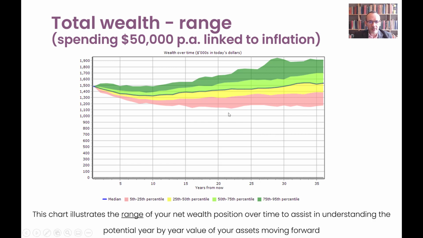It's quite clear that the bulk of their money is in their home, and the model assumes they never sell their home. So even in these low scenarios, at the bottom of the pink area, they've still got their home. So this can give people a lot of confidence that they can set up a budget for retirement and manage the risk that things could go wrong.